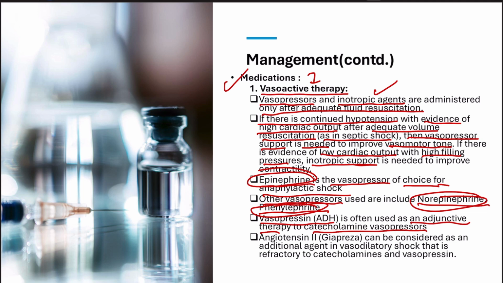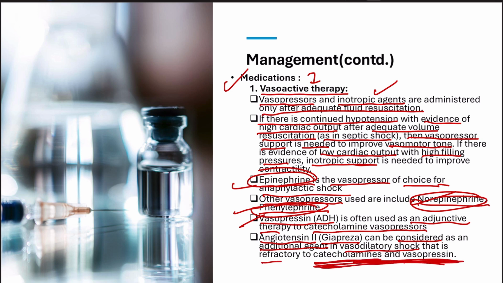Then suppose the individual is not even responding to this combination, that is epinephrine or norepinephrine or phenylephrine plus vasopressin. In that case we will give angiotensin 2. A brand name for angiotensin 2 is Giapreza, and it can be considered as an additional agent in vasodilatory shock when it is refractory to both catecholamines and vasopressin.